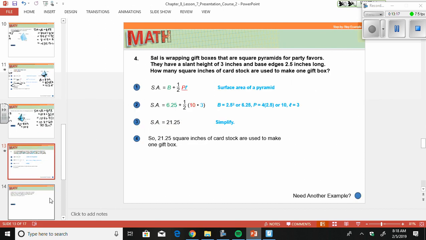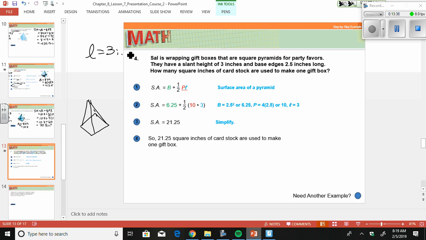Sal's wrapping gift boxes that are square pyramids. Those are very interesting. Trying to make my pyramid here is not really working, but you get the idea. It's a square pyramid. Square pyramid means all of the sides at the bottom of the pyramid are the same. So they have a slant height of 3 inches, a base edge, so length. So that means this is 2.5. 2.5 times 4, because there's 4 sides, is 10.